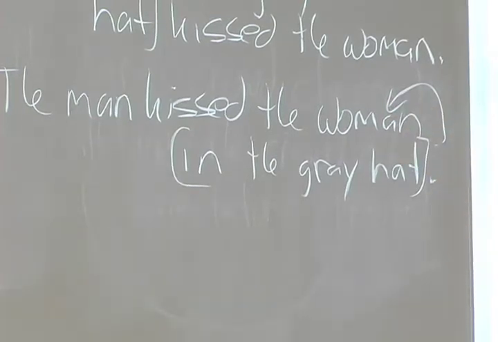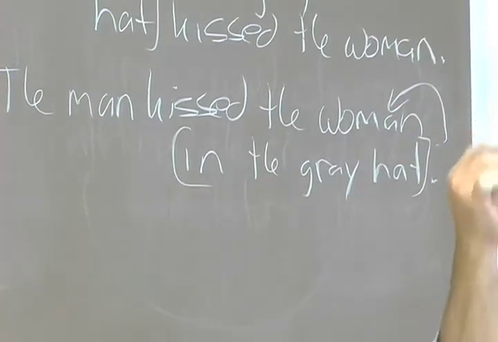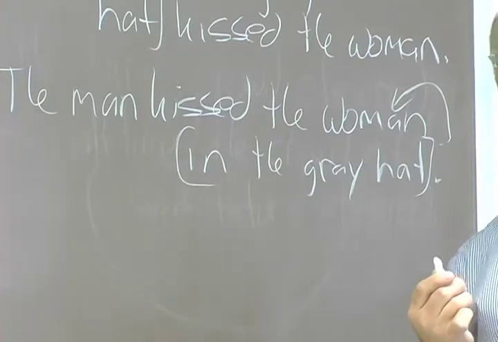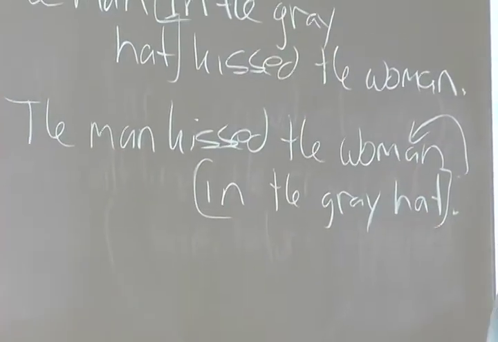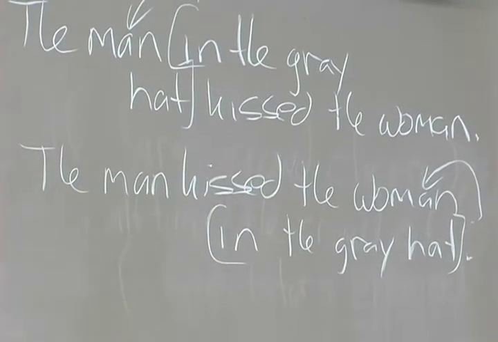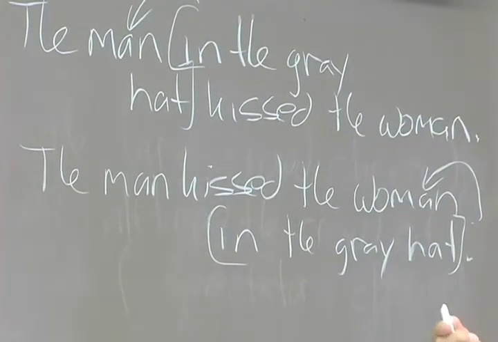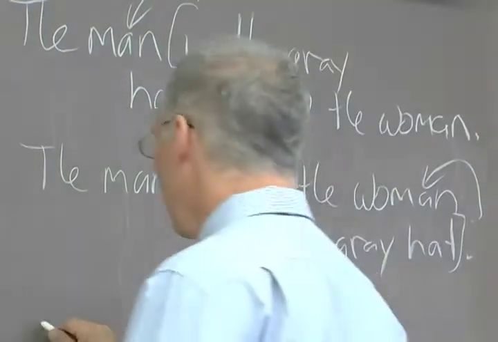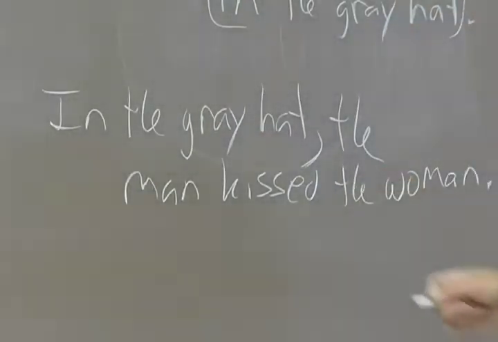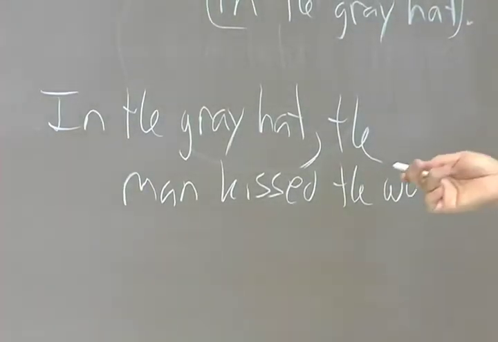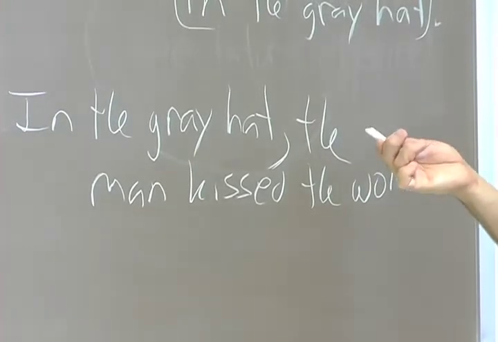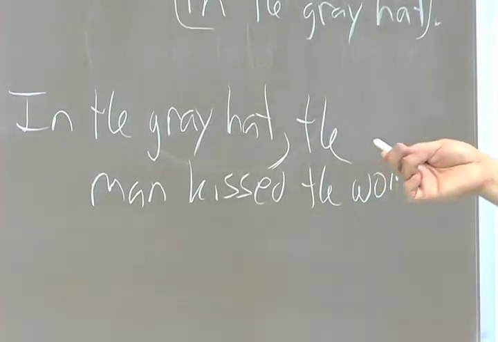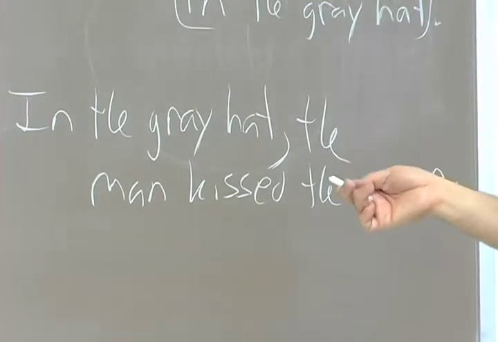The two sentences have the same words in them. If you didn't understand instinctively the rule that the adjective sticks to the noun it's talking about, these two sentences would mean the same thing. That's the only way you can tell the difference. Now, I'm going to put one last version of this sentence on the board. In the gray hat, comma, the man kissed the woman. This sentence sounds funny because it sounds like you've either got a really big gray hat or you've got a very small man and woman.